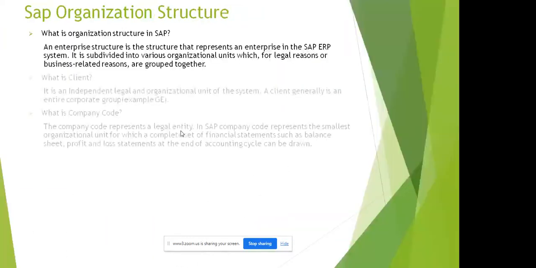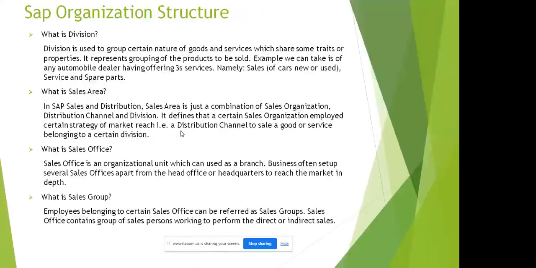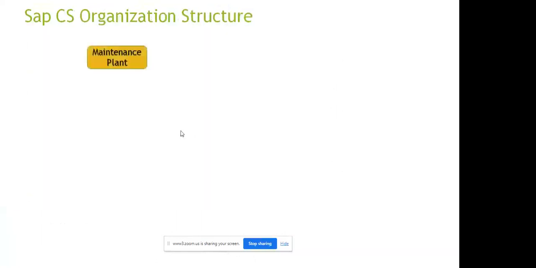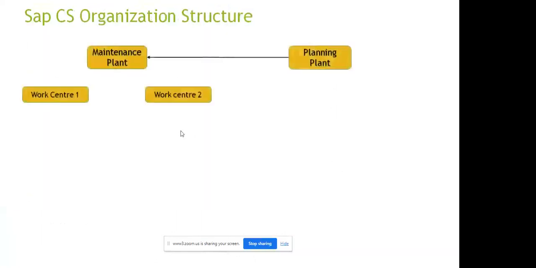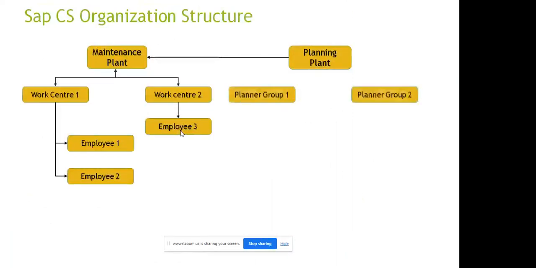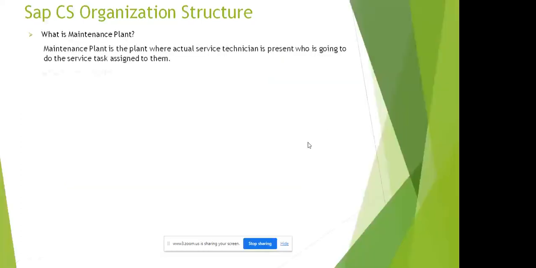This is not needed for you, and this is basically a CS organizational structure. Okay, you must be aware of maintenance plant and planning plant. We'll see when we go through the training what is a maintenance plant, what is a planning plant, how we do the linkage of planning plant to maintenance plant, what is a work center, what is a planner group, and everything.